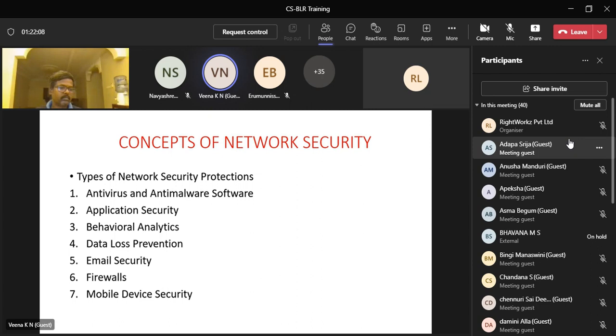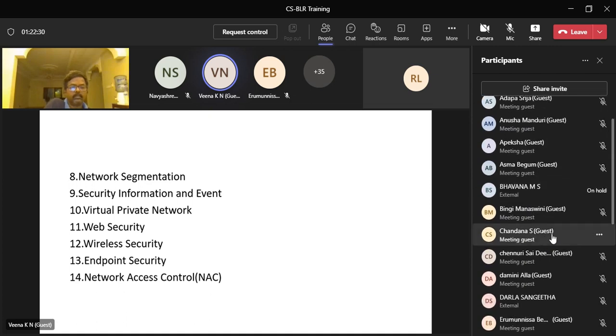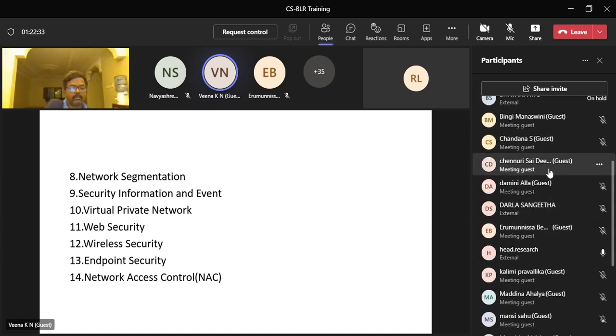And the firewalls, firewalls place a barrier between your trusted internal network and untrusted outside networks like the internet. Then mobile device security, network segmentation. Network segmentation means software-defined segmentation places network traffic into variant classifications and makes enforcing security policies a lot easier. Then security information and event management, this is nothing but SIEM. These products bring together all the information needed by your network security staff to identify and respond to threats.